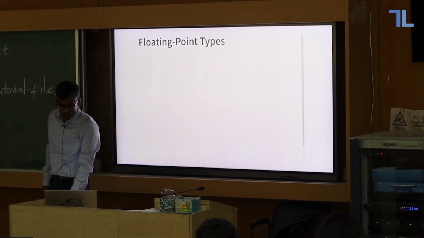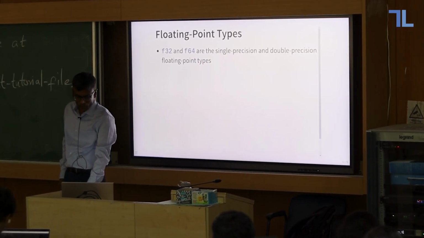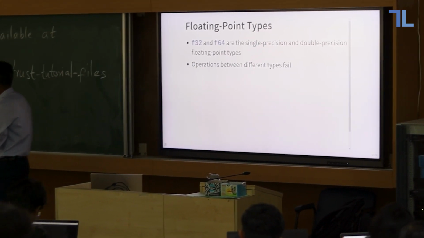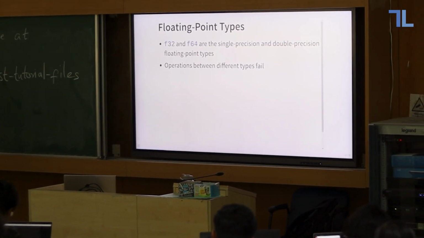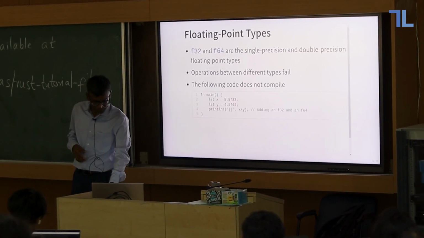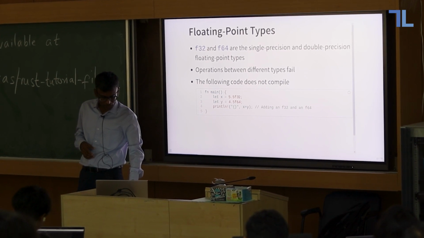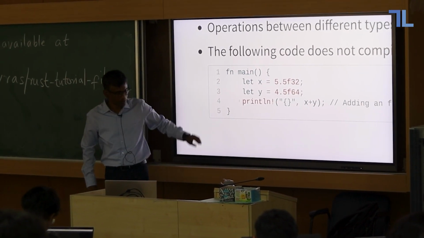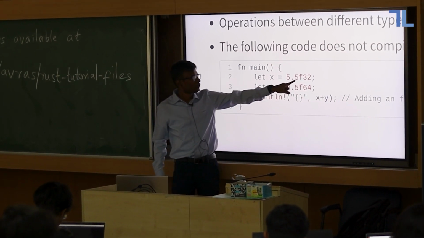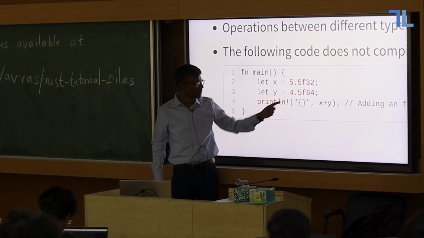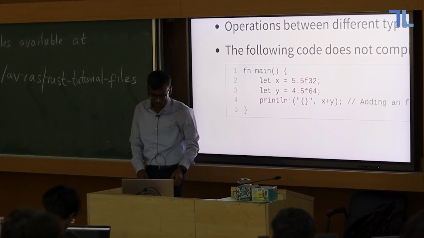Then floating point types, there are two of them in Rust, F32 and F64. Typically operations between different types will fail unless you explicitly define operations between different types. So for example here this code will not compile. What's happening here? There is an x which is a 32-bit floating point, and y is a 64-bit floating point. If you try to compile this, it will say there are some errors. Let's look at that.